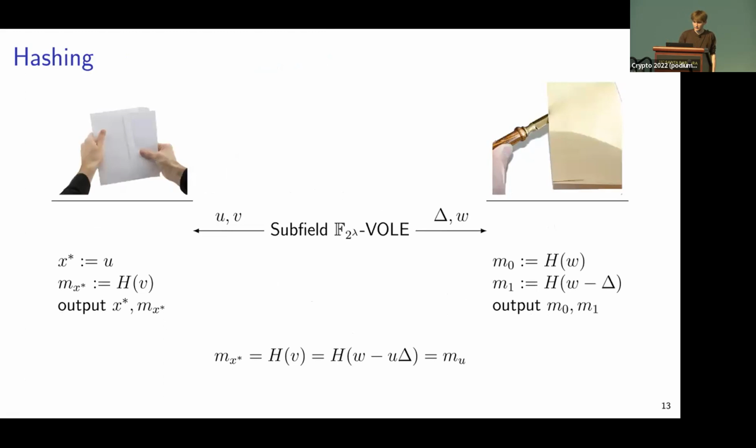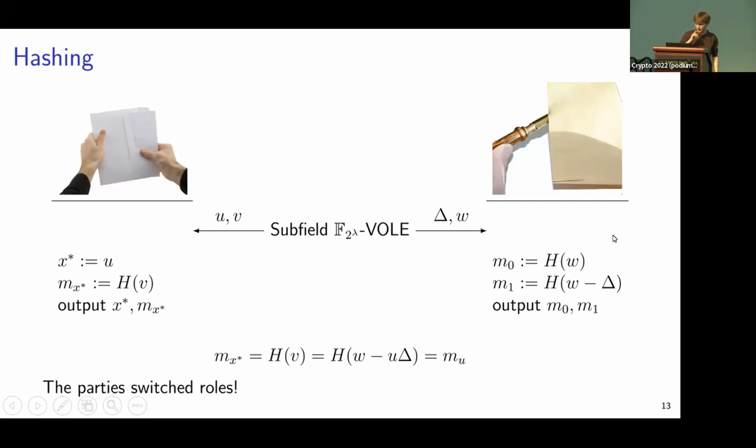The final step is the same between the two protocols. The VOLE outputs are hashed to get the OT messages. There are two cases. Either u, which will be the output choice bit of the OT, is 0, in which case, since w equals v plus u delta, w and v will be equal. So m_x star will be m0, they'll match. Or in the other case, u will be 1, and then these two will be different. They'll be offset by delta from each other. But then w minus delta will be equal to v, and so m_x star, when x star is 1, matches m1.